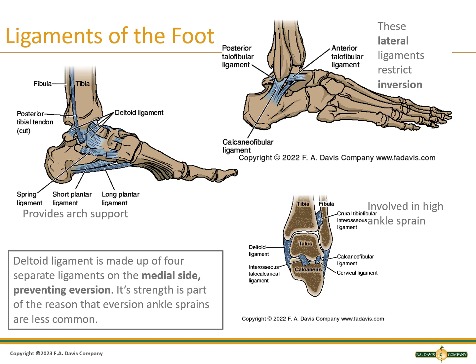Looking at the ligaments down on the bottom here, we can see our crural tibiofibular interosseous ligament. That's going to be the one that's involved in high ankle sprains. We can also see our deltoid ligament on the medial side and our calcaneofibular ligament on the lateral side. We also have these ligaments that run between the talus and calcaneus that help to support inversion and eversion.